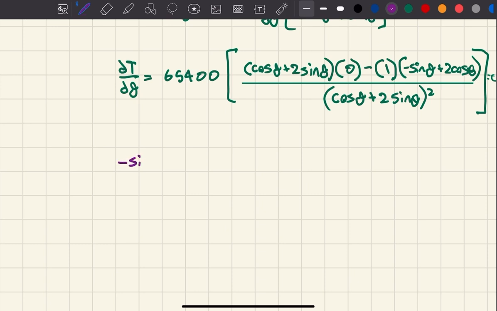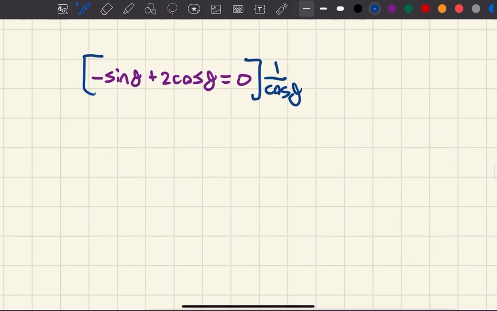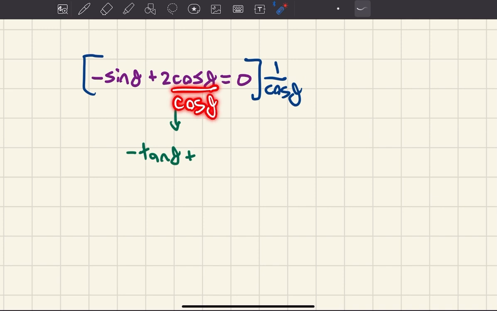So negative sine theta plus 2 cosine theta is equal to 0. Multiply both sides by 1 over cosine. What you're going to get is negative sine over cosine, which is tangent, so negative tangent theta plus, if you divide this by cosine, you get 1, so you're just left with 2. So negative tangent theta plus 2 is equal to 0.